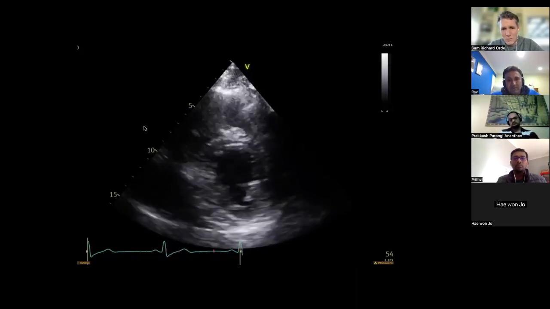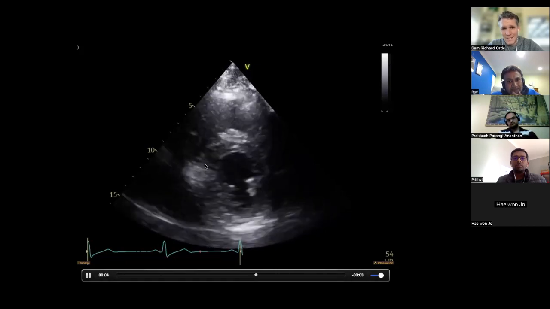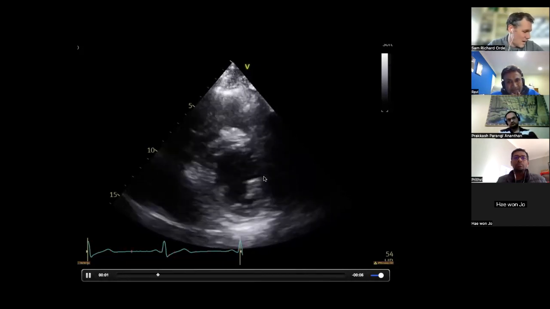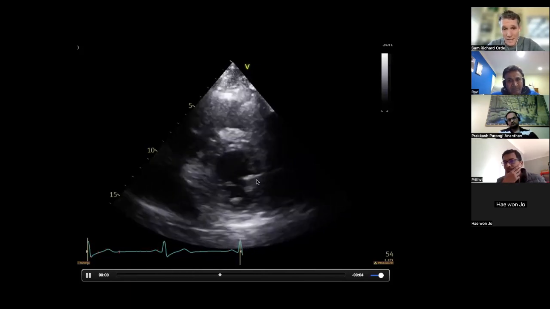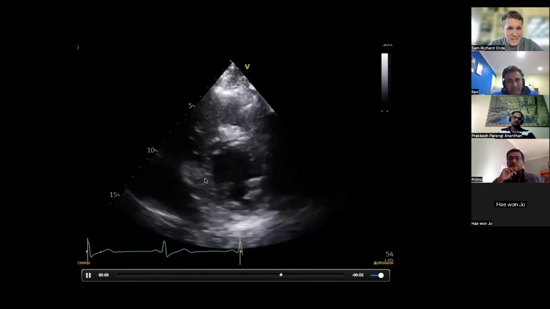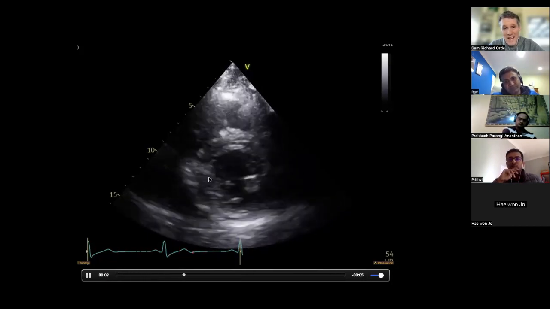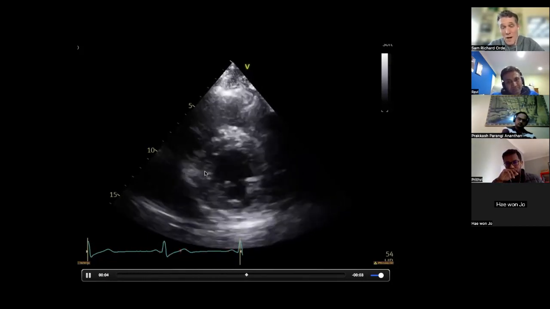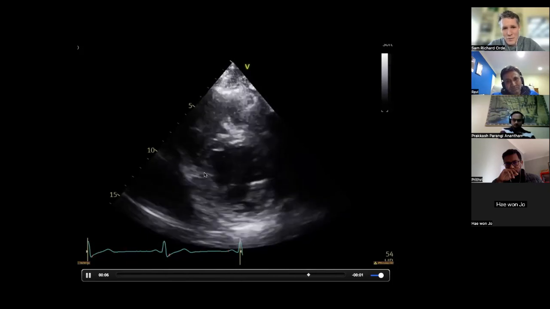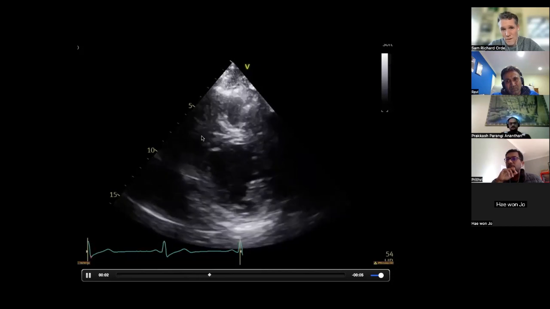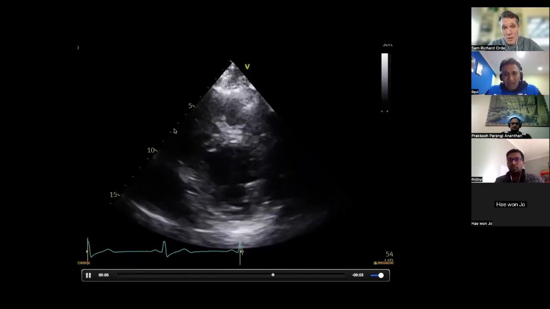Okay. When we start to have a look at this, again, it's the clock face idea. You called the anterolateral mid-segment here hypokinetic. Again, I think it's probably the inferolateral and inferior areas, and maybe the inferoseptal as well, that are the areas that are decreased.